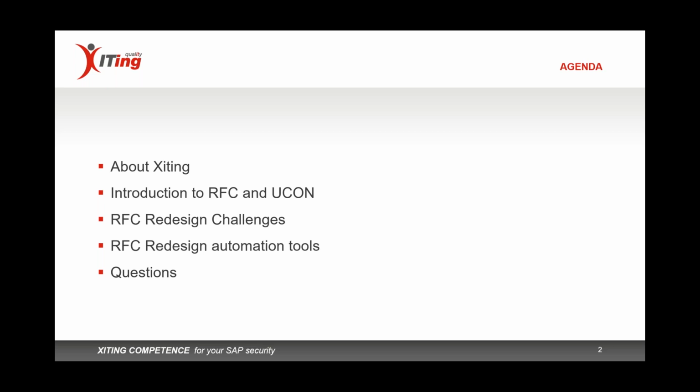And then also, not just how we can do it, but also what tools are available to automate the entire process, how we can take risk away, and how we can automate certain tasks that are part of an RFC redesign. At the end, we should have a couple of minutes left for questions. Again, as Michael mentioned, just use the control panel where you can type in the questions, and Michael will try to answer as many as he can throughout the webinar.